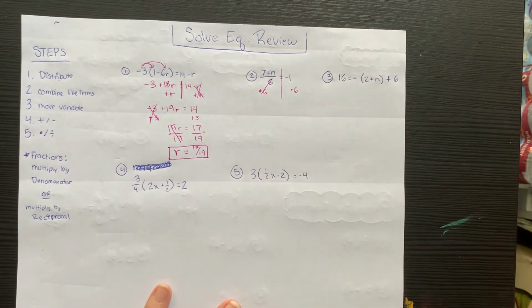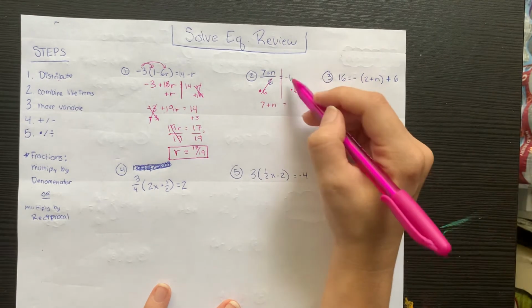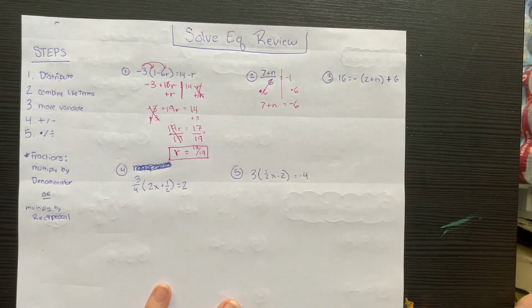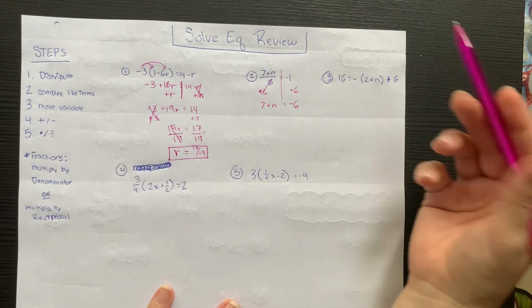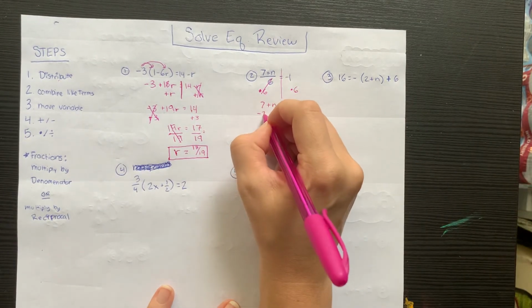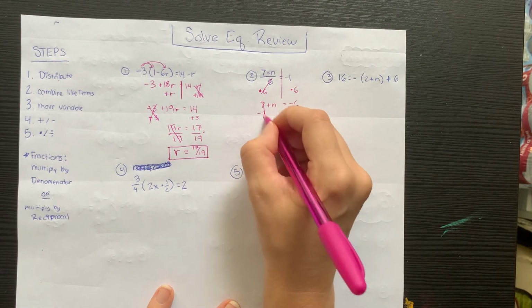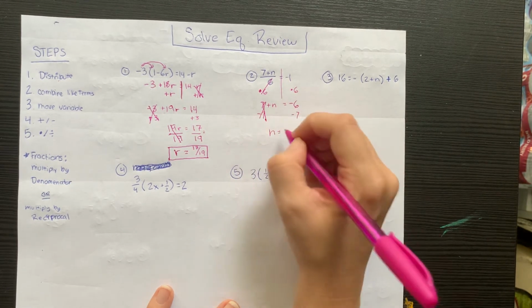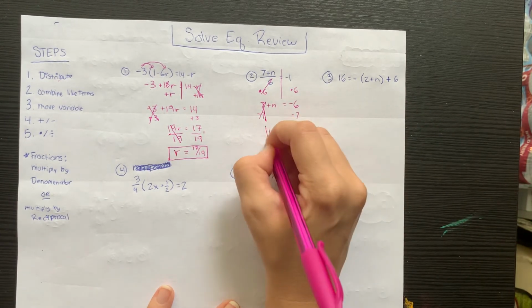That will cancel out that 6 there. 7 plus n comes down. And I have negative 6 on this side. I don't have like terms. I don't need to move a variable. I do need to subtract this 7, right? Remember, the opposite of positive 7 is negative 7. And then n will equal negative 13.